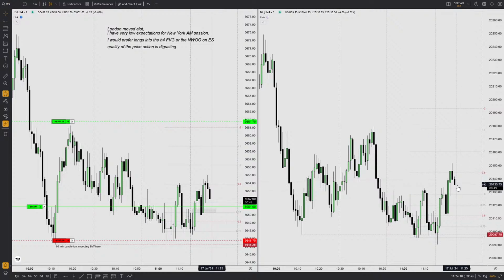NQ seems to have a better price action, better quality price action here. From here, this level to this level here, that's about 20 points, right? Let's say if I just take this fair value gap's high to this level here, that is already 20 points. That would be more than enough to cover the entire day. Kind of regretful not taking a position here, but let's see.